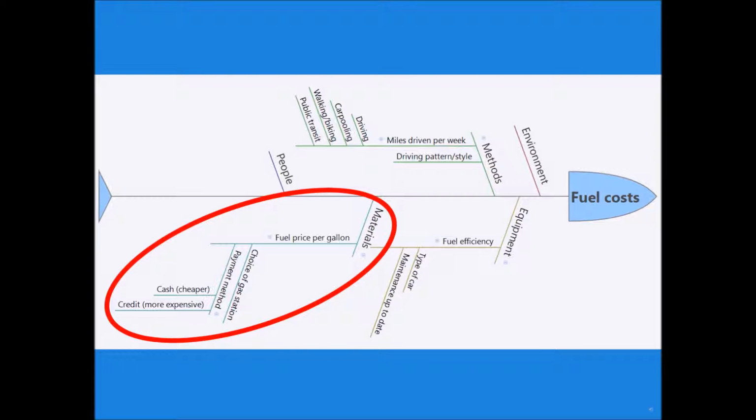And then I can look at other materials that go into this calculation for fuel costs, like the fuel price per gallon that I'm paying. And if we drill down into that a little bit deeper, that's influenced by, for instance, the choice of gas station that I make and the payment method, since cash is often cheaper than credit when you're buying gas.